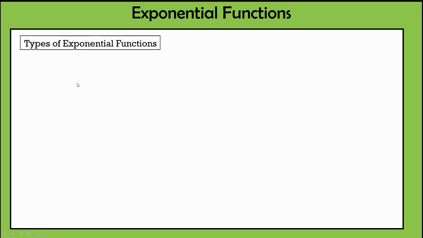Okay, now when it comes to exponential functions, there's two different types that we look at. We'll do a lot of these coming up, but right now we just want to get the basic idea down. There's two types. One is exponential growth. Exponential growth is modeled this way: y equals a times b to the x.